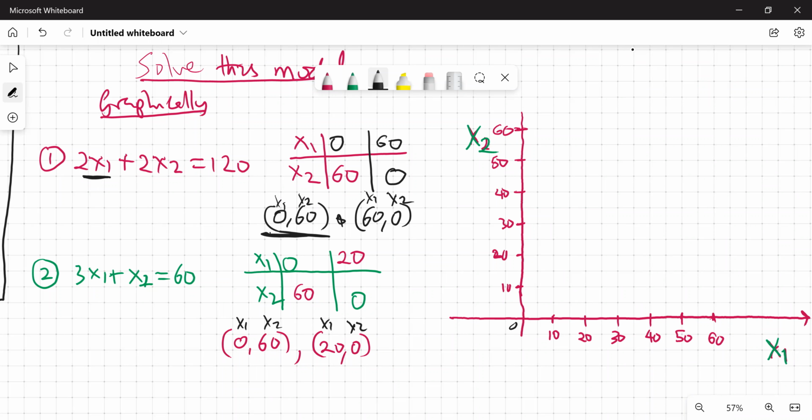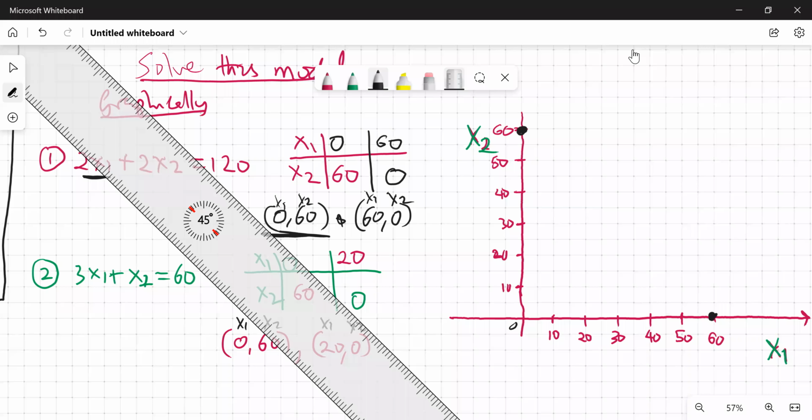Where is it? On X2, on the X2 line. Because it's saying when X1 is 0, X2 is 60. So it's on the vertical axis. Then of course the other one is on the other side. We need to connect those two using a straight line.